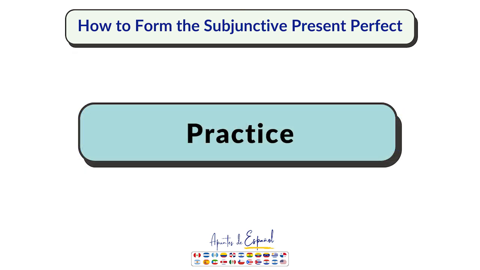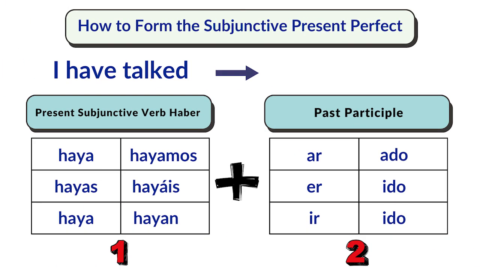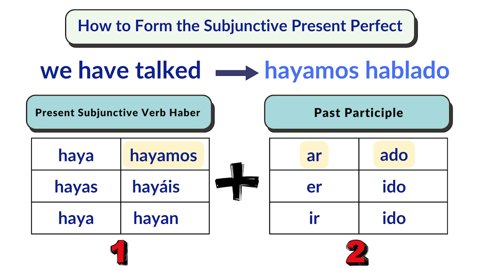Let's do some practice. I'm going to help you with the first one. If I want to conjugate "I have talked" in the present perfect subjunctive, I will first have to choose the form of the verb haber in the subjunctive that corresponds to the subject, haya, and then conjugate the verb in the past participle by saying hablado. Therefore, haya hablado is the answer. I'm going to give you some time to see if you can do the next one, which is "we have talked." Choose hayamos and then conjugate the past participle by replacing ar with ado, hablado.